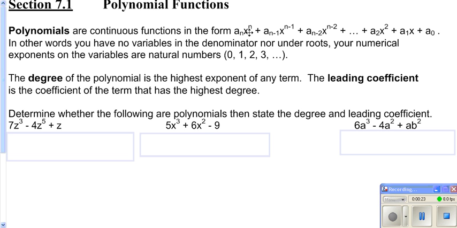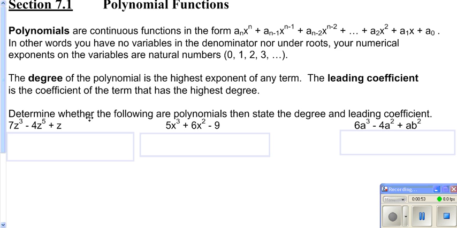Now your variable, the x, cannot be in the denominator or underneath any roots. All of our exponents have to be positive whole numbers, meaning natural numbers. Here's examples of the natural numbers. You'll notice there's no decimals, no fractions, no negatives. The degree of your polynomial is the highest exponent. Our leading coefficient is the number in front of the term of the highest power.